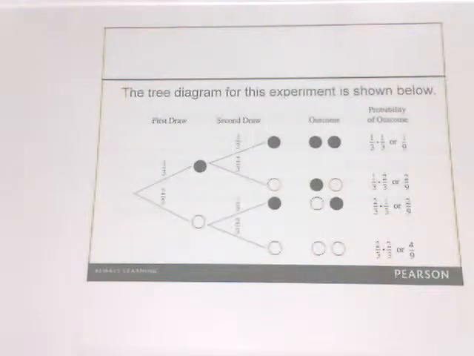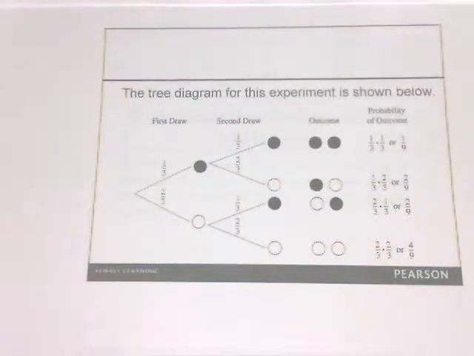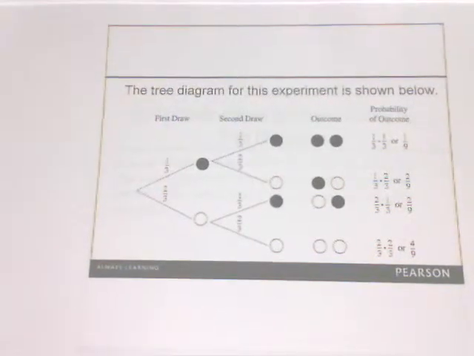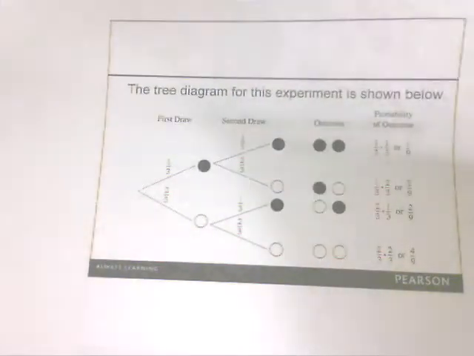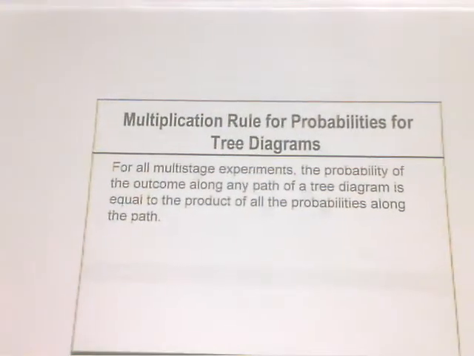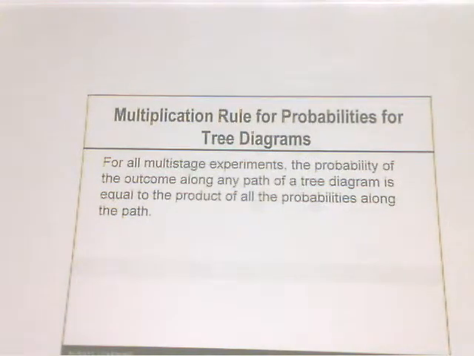Okay. Now that represents a tree diagram with replacement, because the ball is drawn the first time, and then you put it back in the box and then draw a second time. For all multi-stage experiments, the probability of the outcome along any path of a tree diagram is equal to the product of all the probabilities along the path.